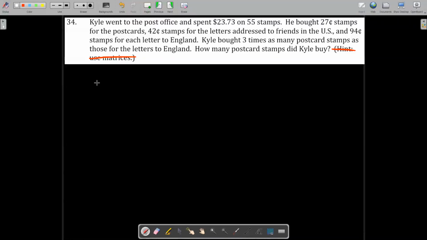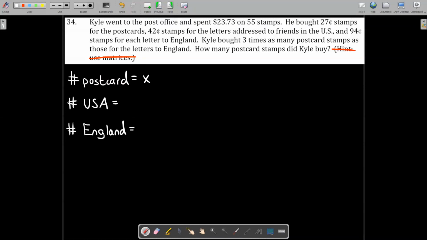Okay, so we need to define our variables. The number of postcard stamps, the number of USA stamps, and the number of England stamps. I'm going to just go ahead and make this as simple as possible: X, Y, Z. You can use whatever letters you want to, and you won't be penalized.